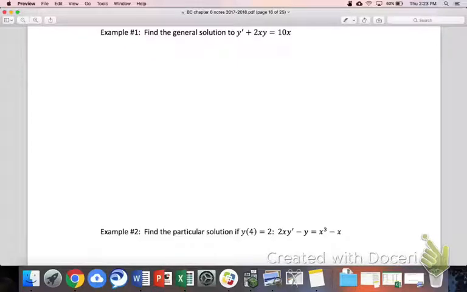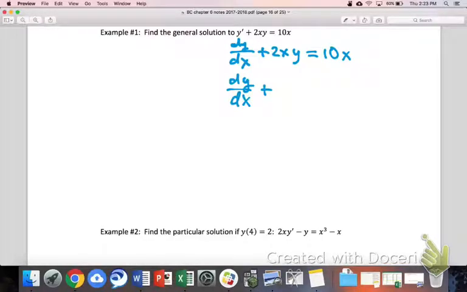As you notice, there is no initial condition given, so even if we really wanted to find the particular solution, we can't because we don't know what the initial condition would have to be. So I've set this one up, or allowed this one to be set up really nicely for us. Notice how this does perfectly fit that standard setup for a first order linear differential equation. It's dy/dx plus 2xy equals 10x. And so that perfectly goes with this.